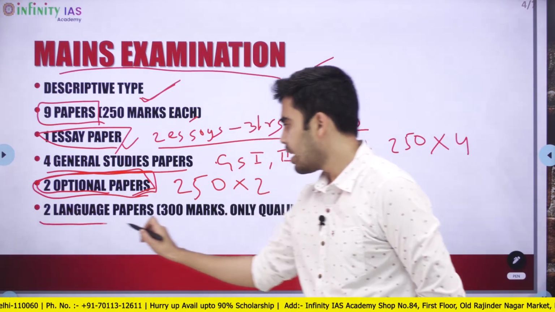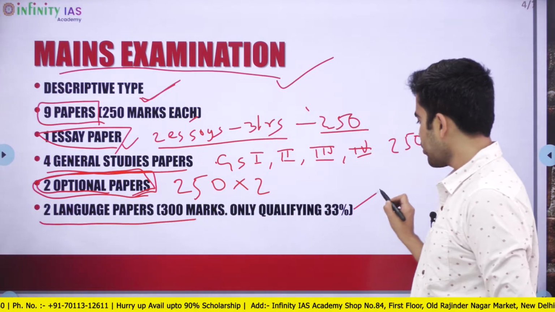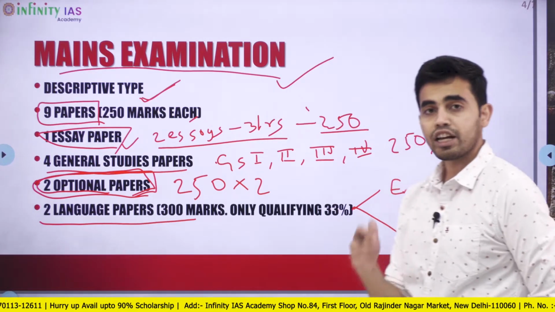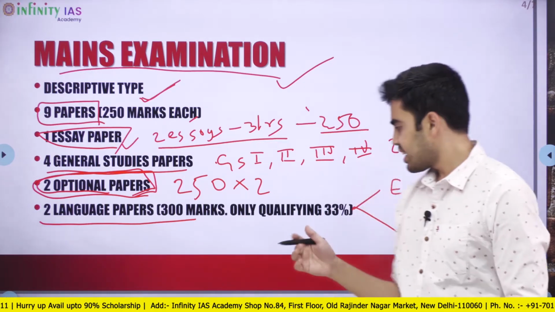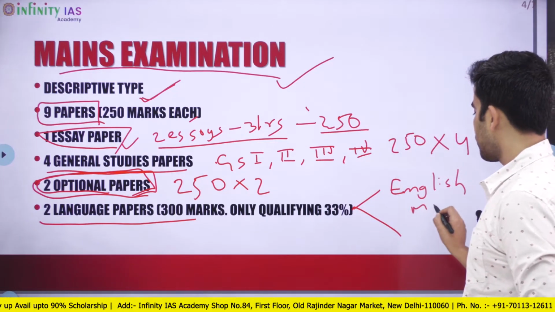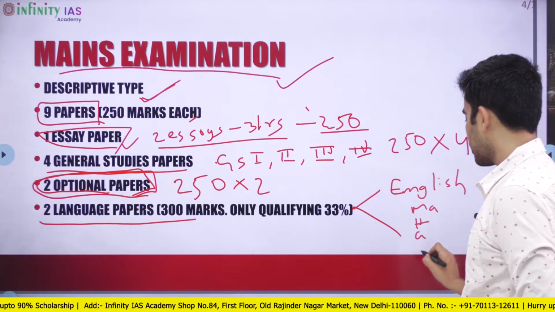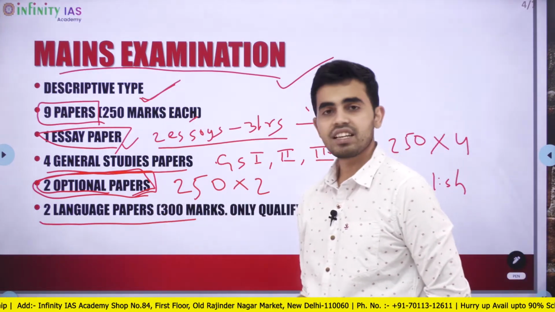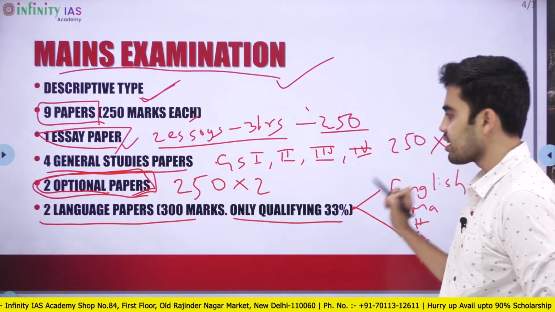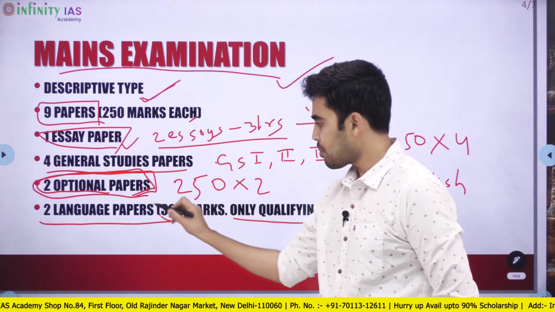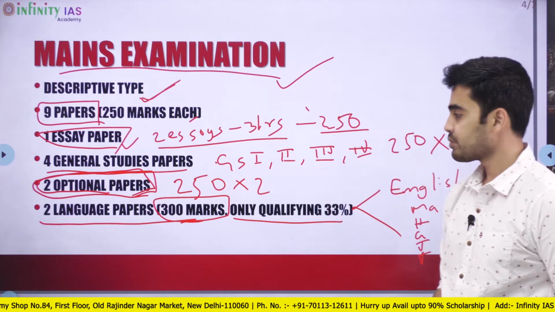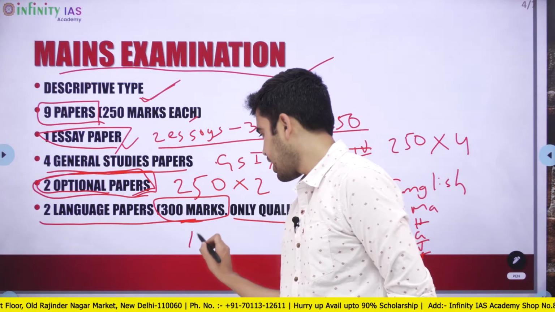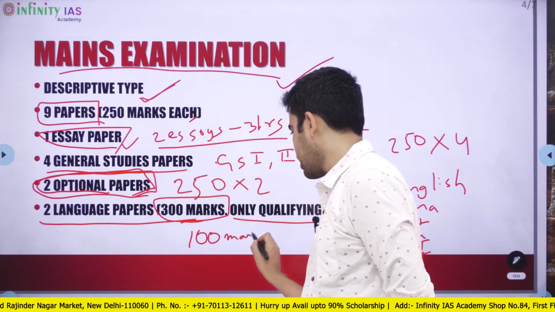Then come 2 language papers. Here, one of the languages is English and another language can be chosen by the student. It can be regional languages like Marathi, Hindi, Gujarati, Telugu, Tamil, etc. These language papers in the mains examination are only qualifying, and each of these language papers is for 300 marks. That means out of 300 marks, the student has to get at least 100 marks to get qualified.